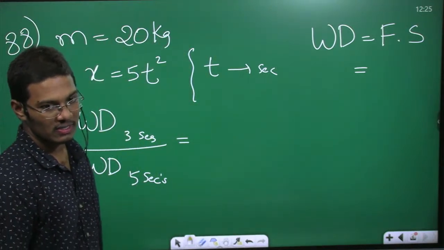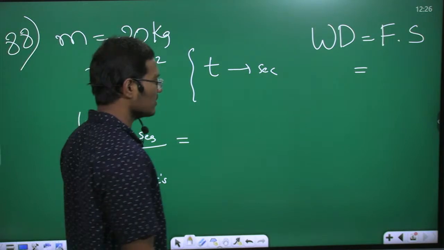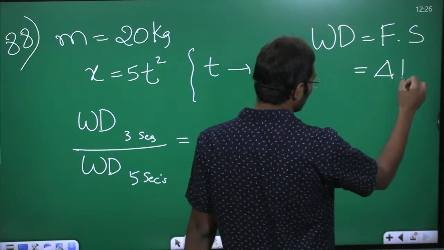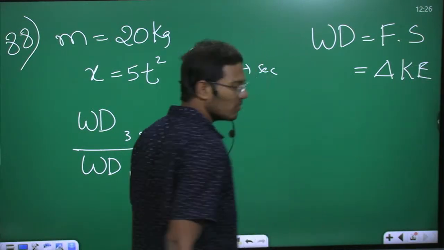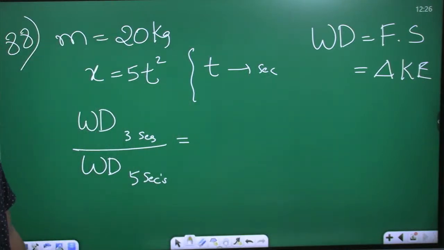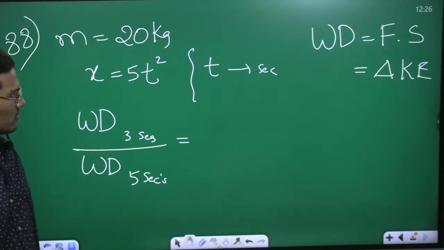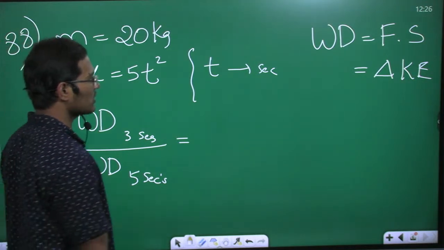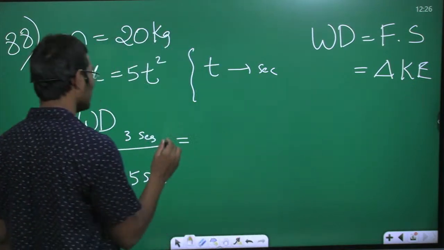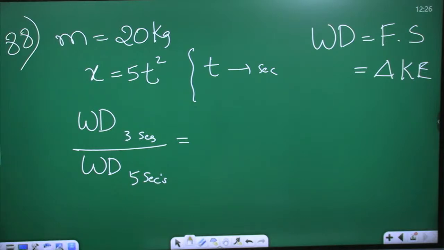Change in kinetic energy, not potential energy. Delta KE is equal to work done. Still, what else can be equated to work done? Can we use this delta KE concept here to find the work done? Okay, try. How do you find kinetic energy using these two conditions?